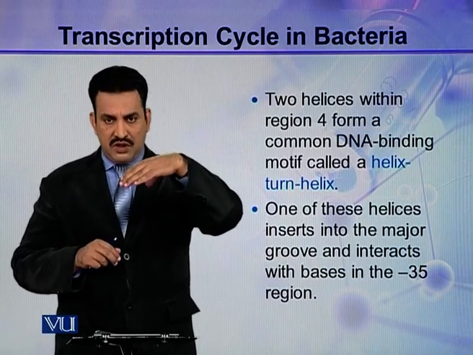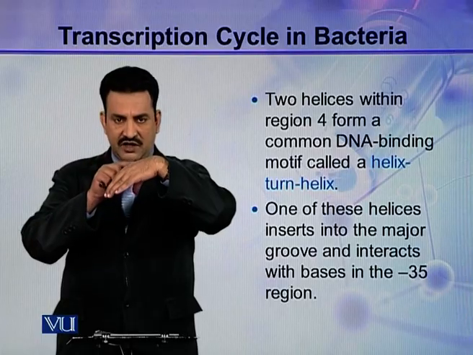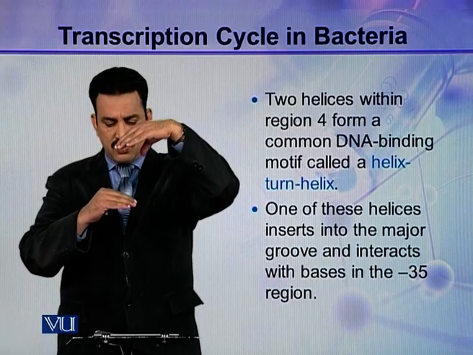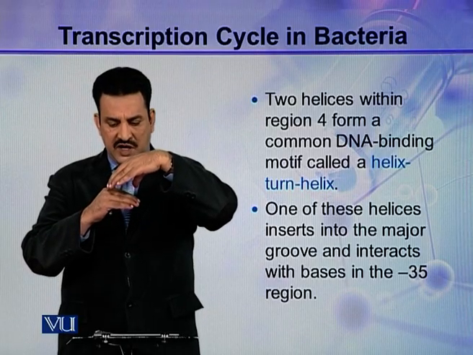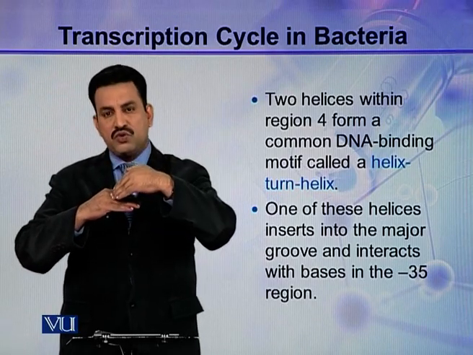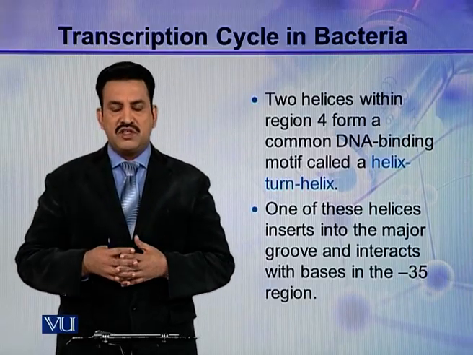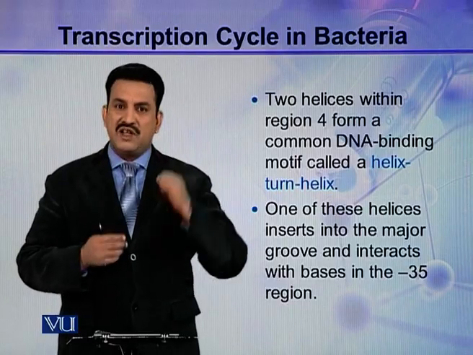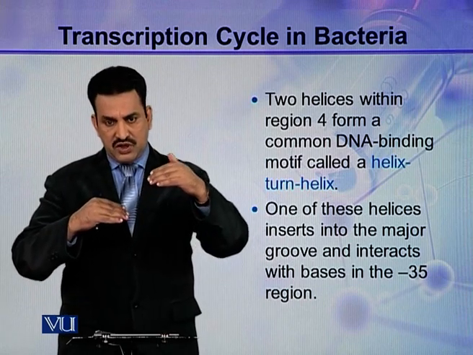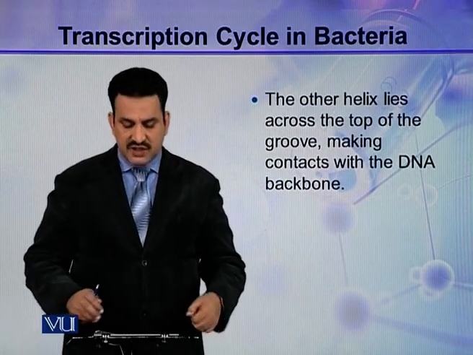So this is region 4. It contains one helix, one turn, and the second helix. This will bind to the minus 35 region, and this one helix will insert into the major groove of the DNA. You might be remembering the major groove and minor groove in the structure of the double helix of DNA. So the first helix inserts into the major groove and interacts with the bases of the minus 35 region.